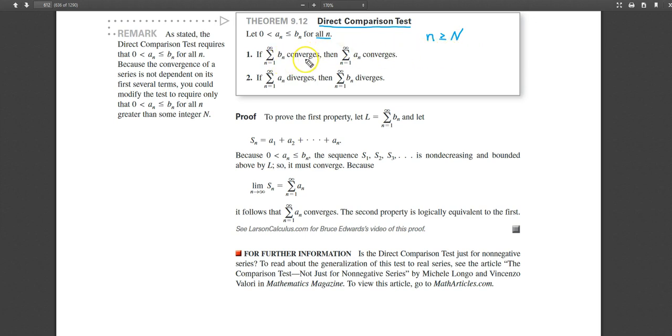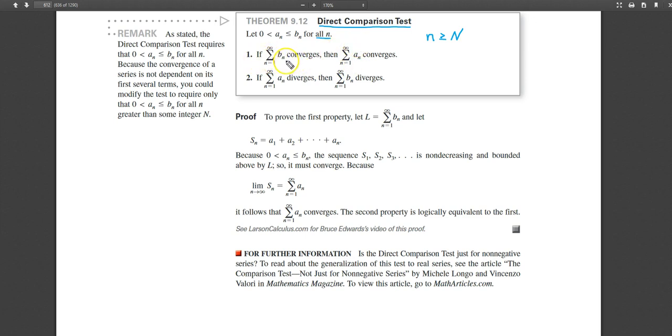Then it makes this statement. If the series involving the b_n terms converges, then so does the series involving the a_n terms. On the other hand, if the series involving the a_n terms diverges, then the series involving the b_n terms diverges as well. This should be pretty clear, as to why this is true.